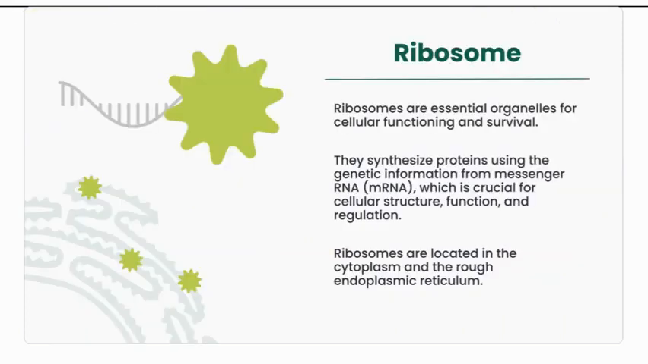So, ribosomes are essential organelles for cellular functioning and survival. They synthesize proteins using genetic information from messenger RNA, which is also known as mRNA, and is crucial for cellular structure, function, and regulation. Ribosomes are located in the cytoplasm and in the rough endoplasmic reticulum.